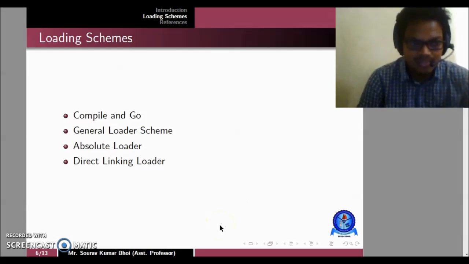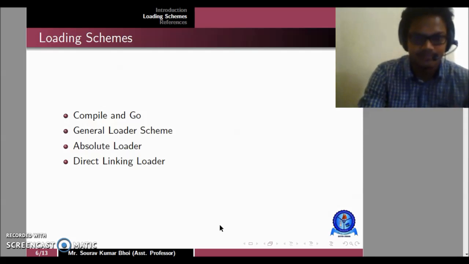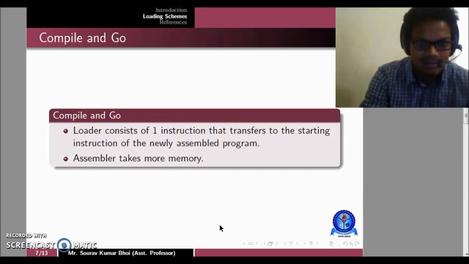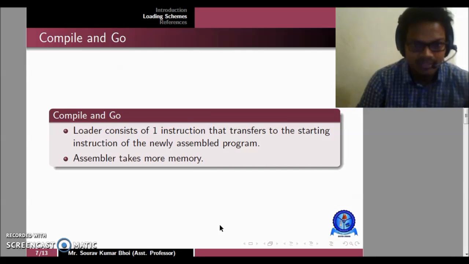So many types of loading schemes are there. The first one is compile and go, then the general loader scheme, the absolute loader, and the direct linking loader. So compile and go: the loader consists of one instruction that transfers to the starting instruction of the newly assembled program. The assembler takes more memory. By the diagram you can understand.